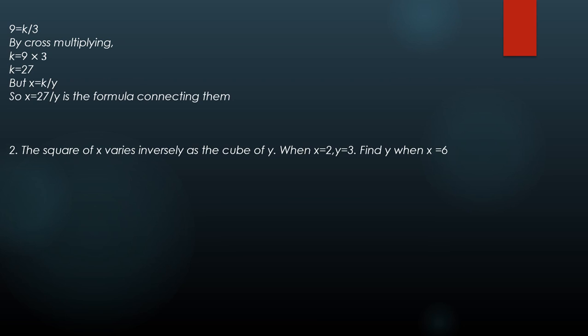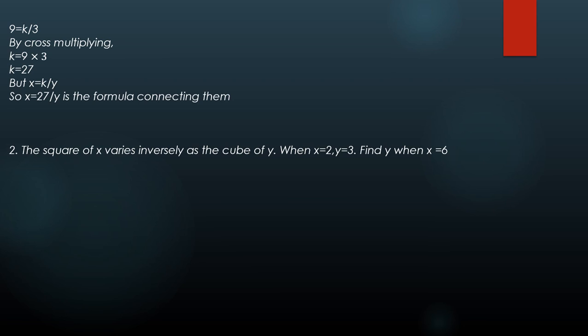Okay, we have it here. The square of x varies inversely as the cube of y. When x equals 2, y equals 3. Find y when x equals 6. So here it said the square of x. What does it mean to say the square of x? The square of x means x multiplied by itself, that's x squared. It is the x squared that is varying inversely as the cube of y.